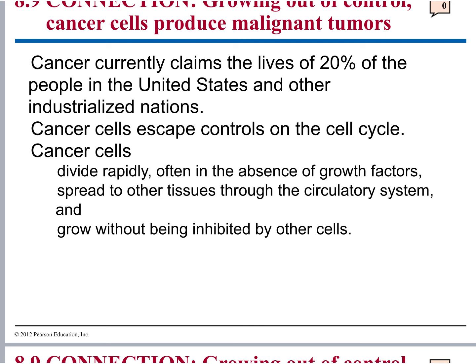But when cells have something wrong, let's say a mutation in the DNA, sometimes they escape these checkpoints and are allowed to go into mitosis anyways. And this is essentially what cancer is. Cancer is uncontrolled cell growth. When cancer cells escape the controls in the cell cycle, the cells often divide very quickly, even in the absence of growth factors that should normally be telling the cell how to go through the cell cycle.